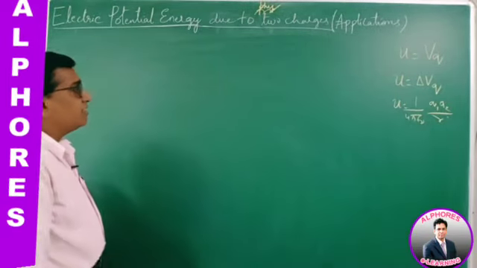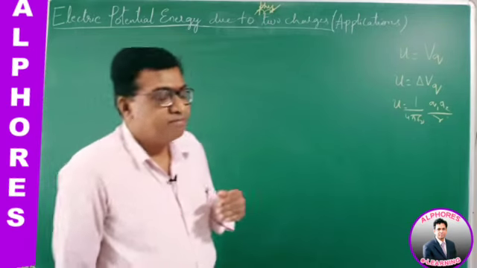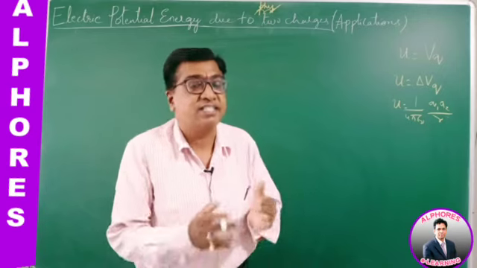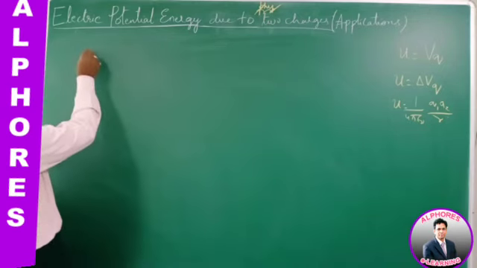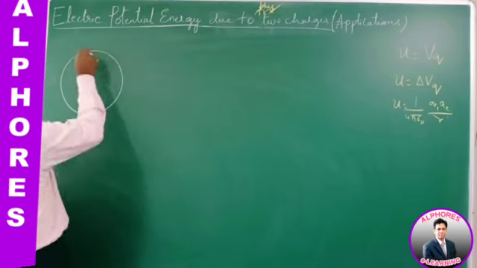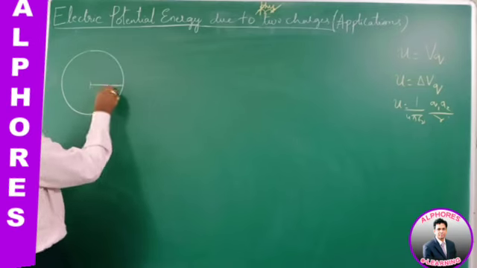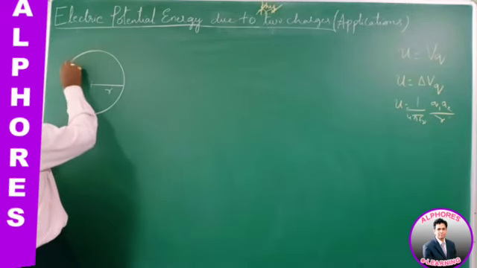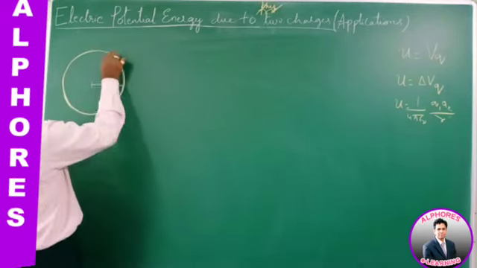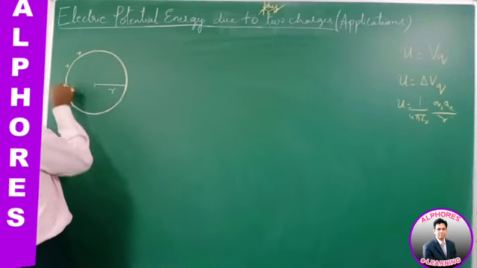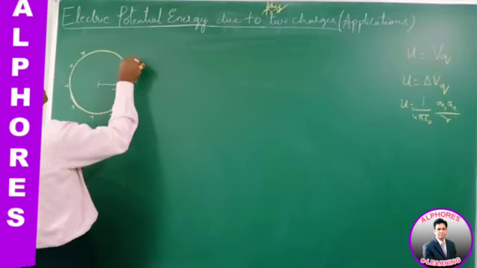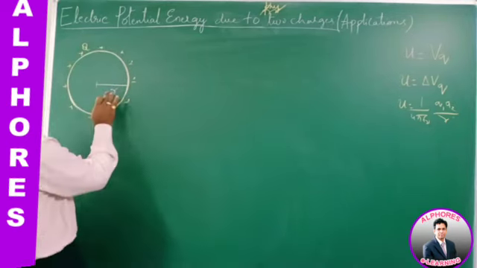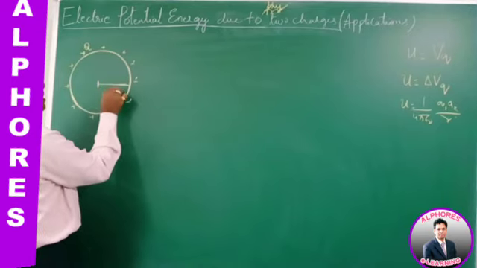Now let us take up the applications of this. We shall find the self potential energy of a charged sphere. Consider a charged sphere of radius R. Let's suppose it is a conducting sphere charged with Q. Let the radius be capital R.